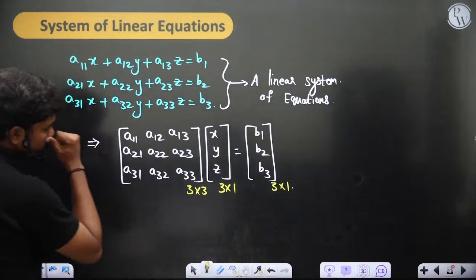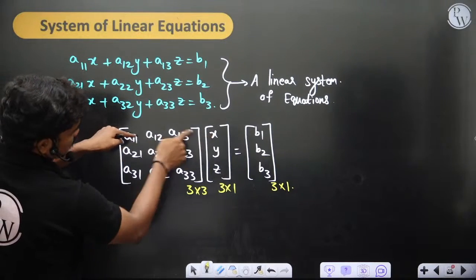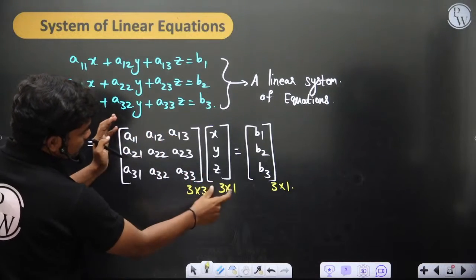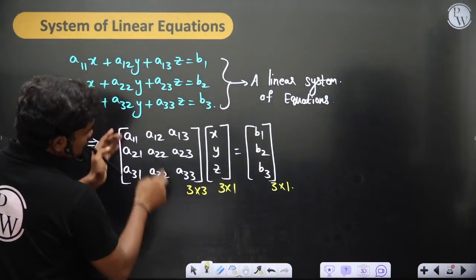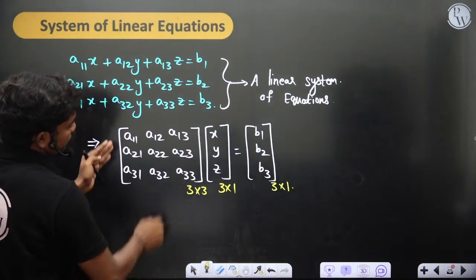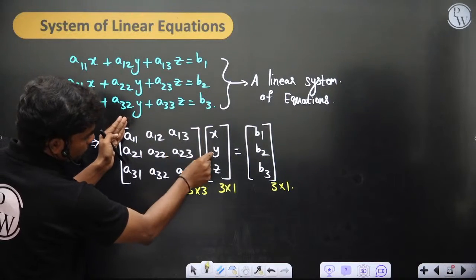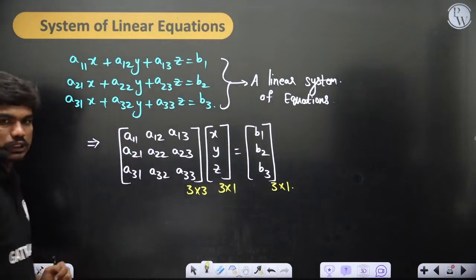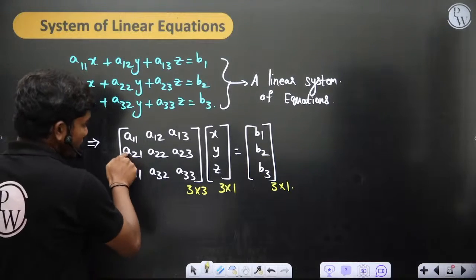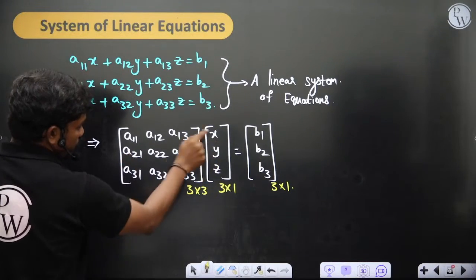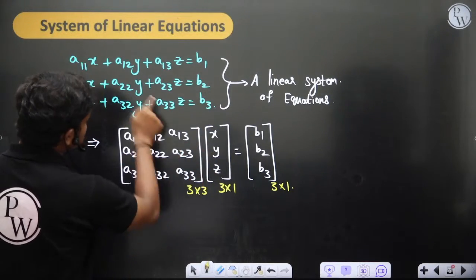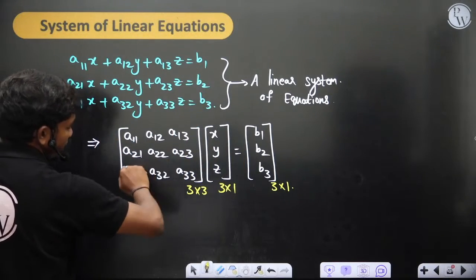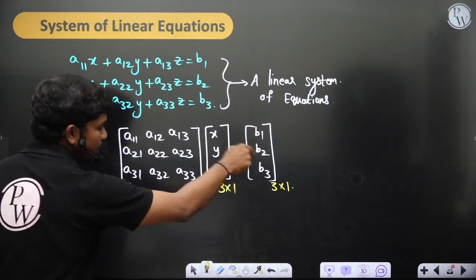Now if you multiply a11 into x plus a12 into y plus a13 into z, in this resulting 3 by 1 matrix, the first element would be a11x plus a12y plus a13z. Now that should be equal to b1, which is the same as the first equation. Yes or no? Similarly, if you multiply the second row with this column, a21x plus a22y plus a23z is equal to the second element. Similarly, by multiplying the third row with this column, you will get b3.